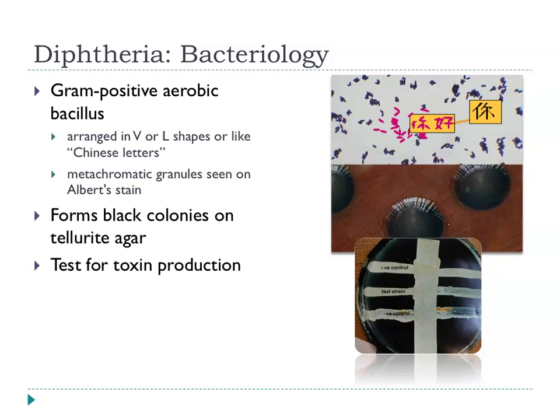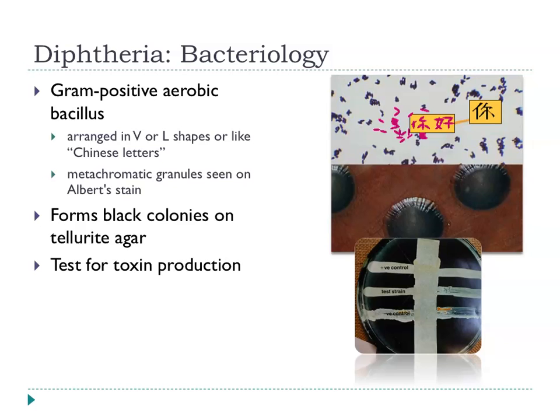So we mentioned this is a gram-positive aerobic bacillus, and when we look down the microscope, it's arranged in these kind of V or L shapes, or as the earlier generations of bacteriologists used to say, they thought it looked like Chinese letters. I guess someone who's familiar with the Chinese alphabet might say, well, they look like Roman letters to me, but that's what they used to say back in the day. You also can see particular granules in them with a particular stain called Albert's stain.